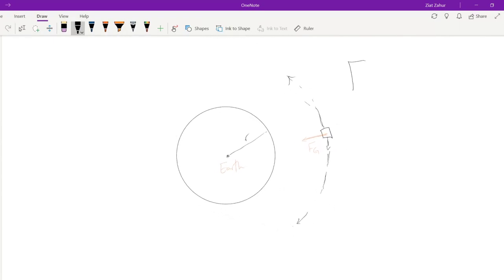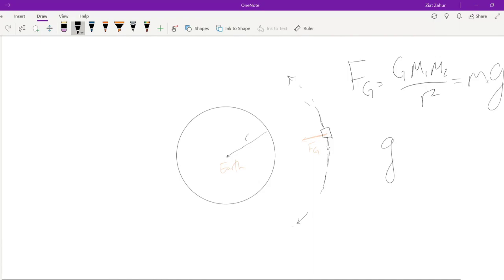Recall Newton's law of universal gravitation. F_G is equal to G m1 m2 over r squared, where this is also m times little g, where little g is the acceleration due to gravity, and that's equal to capital G times the mass of the planet divided by the radius of the planet squared. So that's surface gravity. Now we'll put a little star here.